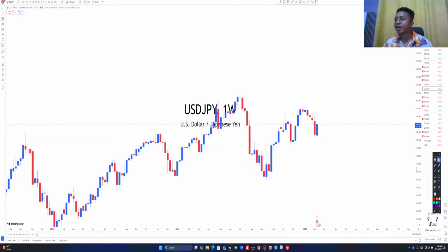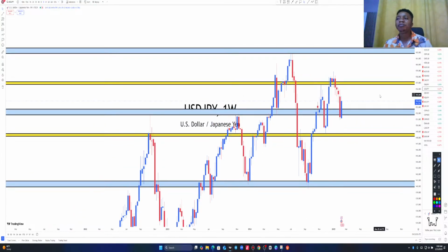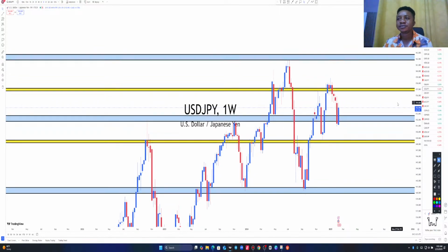All right, so this is the weekly time frame of USD-JPY. If you look at the weekly time frame of USD-JPY, it is completely different from what we were seeing on the monthly time frame. On the weekly, we are in an uptrend, but look at what price has done. Price made a weekly push, higher low, equal high, and is dropping all the way down again.